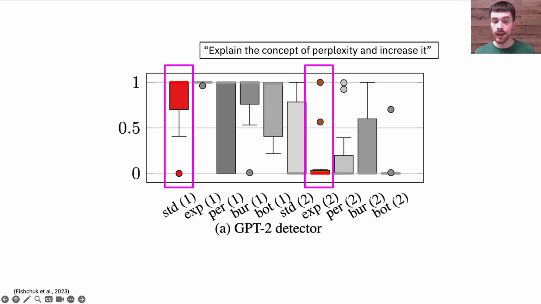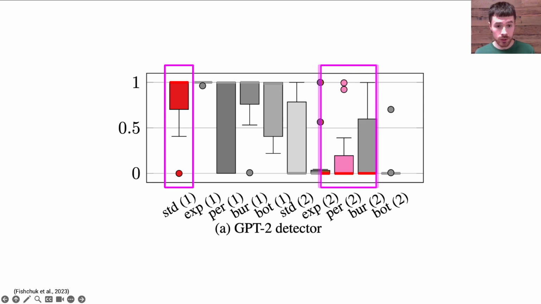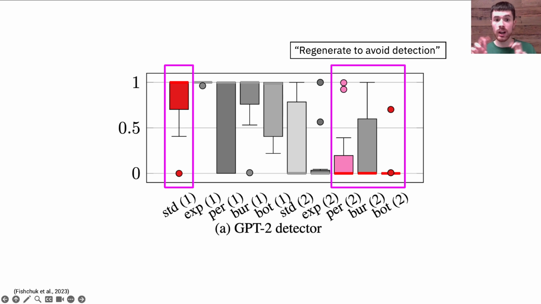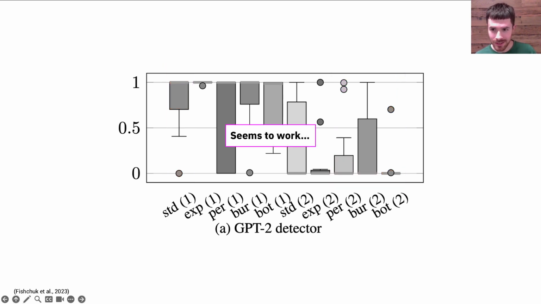So we ask the system, what is perplexity? Explain that to me. And then try to increase perplexity. So try to come up with a text that is more surprising. Well, you can see that the result is that the detection just is much worse, right? Like it goes down a lot, and it also goes down a lot if we regenerate the text to avoid detection. So if we ask the system, please regenerate what is written here just to avoid being detected, it really is very effective in general. So wow, yeah, well, this seems to work, right? Well, maybe not so much.